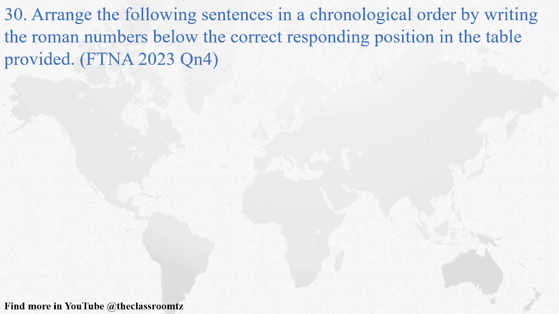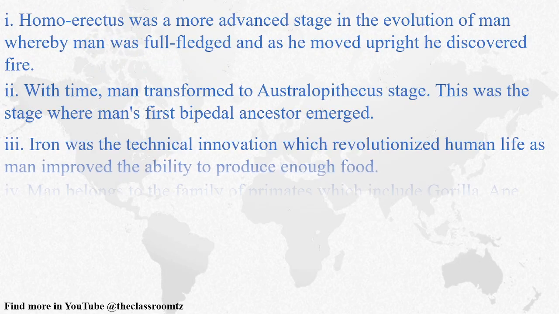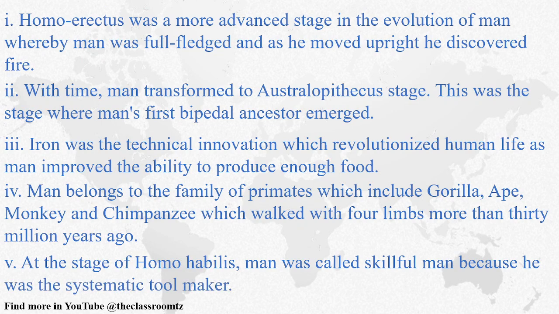Arrange the sentences again. You are asked to arrange the sentences. So the same concept. The rule: read the sentences again, then start to find the hints, why this is the first, why this is the second, why that is the last. So according to these sentences, Roman 4 is the first one, Roman 2 the second, Roman 5 the third, Roman 1 the fourth, and Roman 3 the fifth.